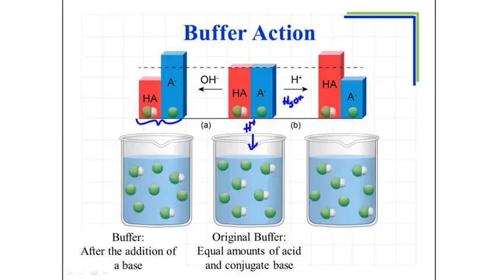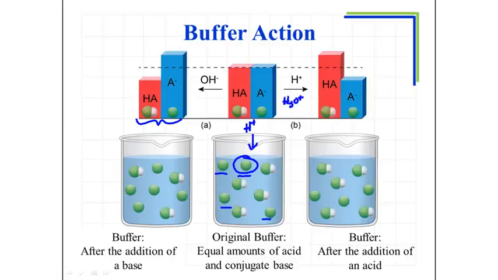Well, which portion of this is going to neutralize the added acid? Well, the base portion will, the A minus will. H plus will react with an A minus and it will turn into HA. So we see that we had 1, 2, 3, 4 here.